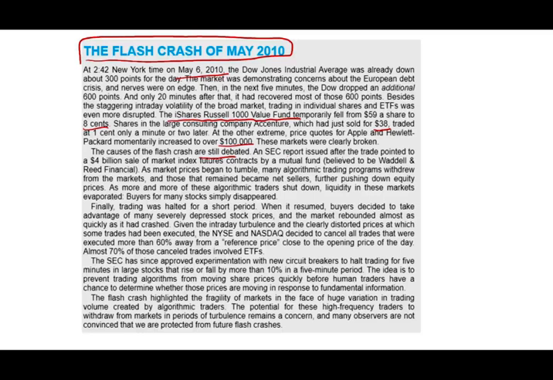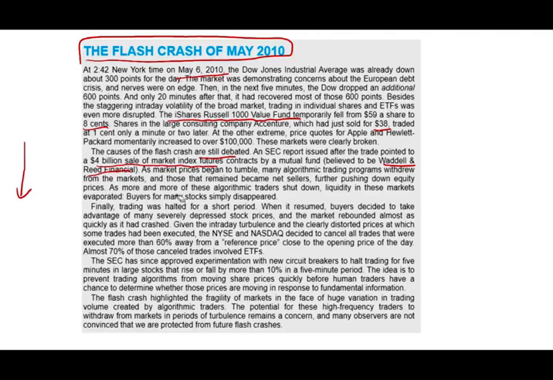The SEC report issued after the trade pointed to a $4 billion sale of market index futures by a mutual fund believed to be Waddell & Reed, because we really don't know. We believe it to be this company. So what happened? Let's assume that's the case. Waddell & Reed tried to sell $4 billion worth of future market contracts. What happens when you try to sell? The prices go down because you're trying to sell.